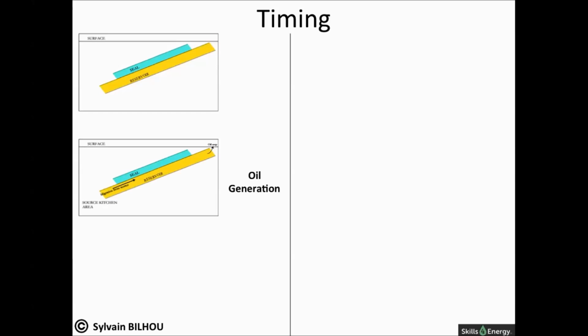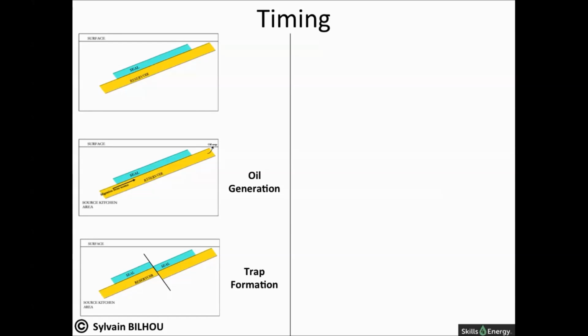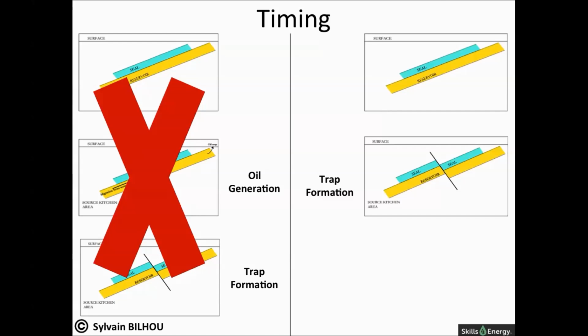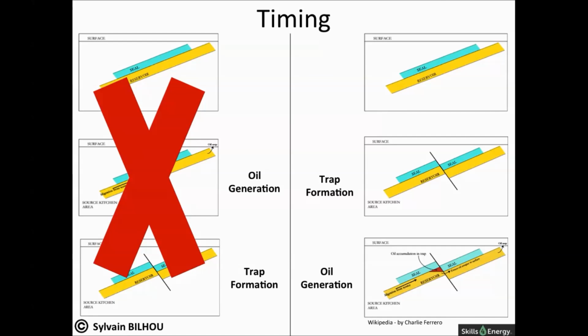As shown on the left, the trap generated after the hydrocarbon has migrated will never contain oil and gas. Hydrocarbons reach the surface before being trapped. On the right, the trap already exists during the migration, so the hydrocarbons can be trapped.